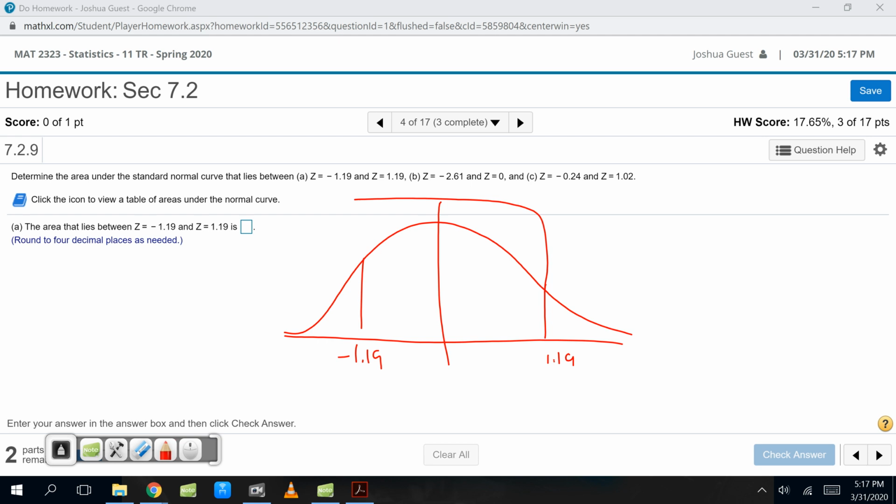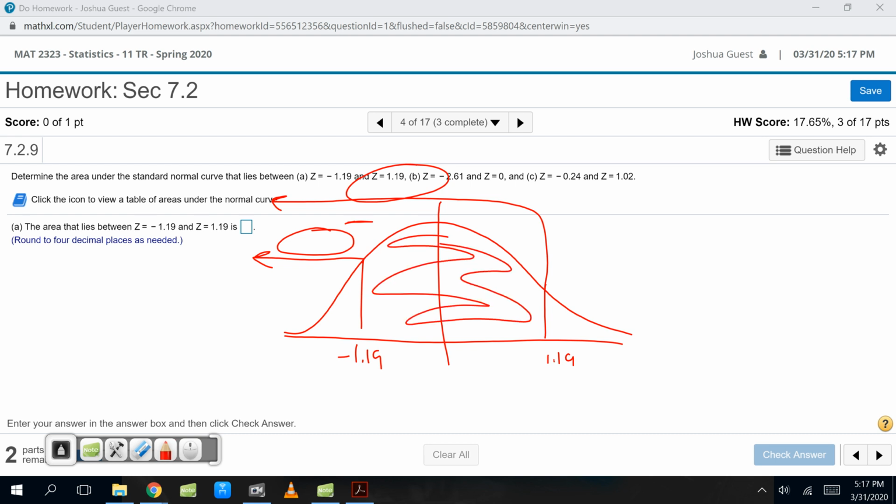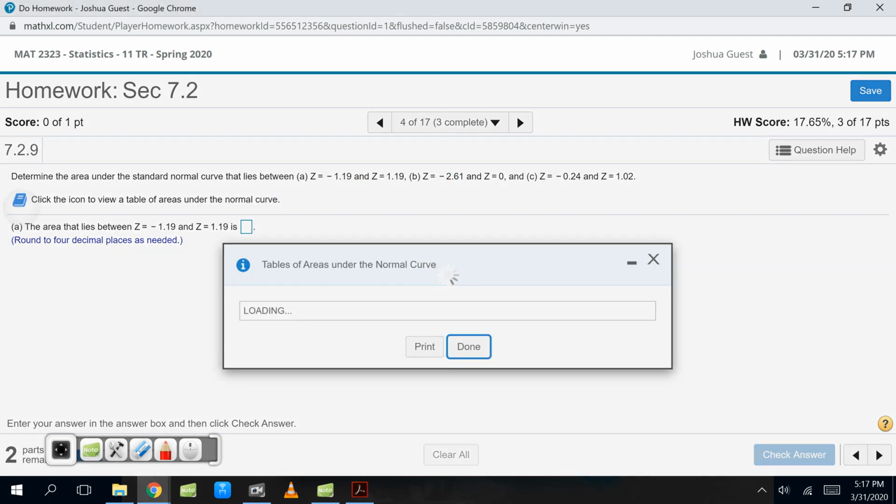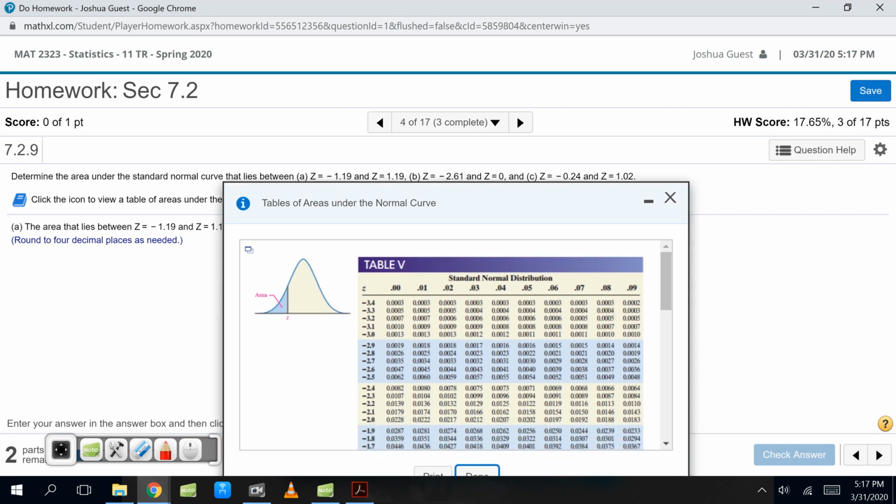So what I do is I find the area to the left of this one and the area to the left of this one. Once I find those two areas, I take this number and subtract this number, right? Because I have all of it minus this little piece, which gives us everything in the middle here. I'm looking for just the middle, and I do that by subtracting the bigger one minus the smaller one. So we need to look up our values for 1.19 and negative 1.19. All right, so look at my curve here.